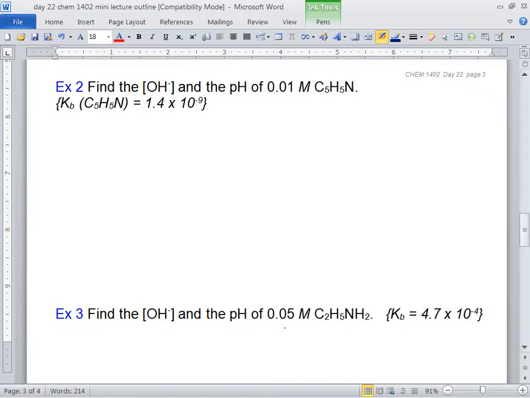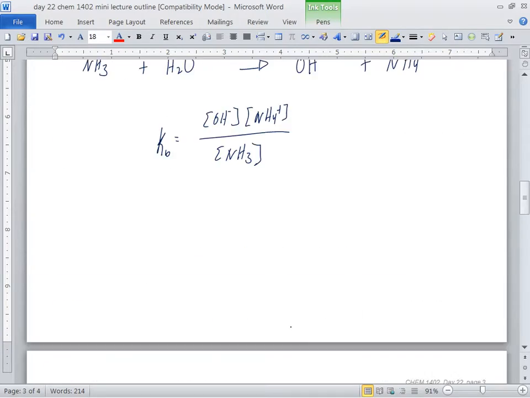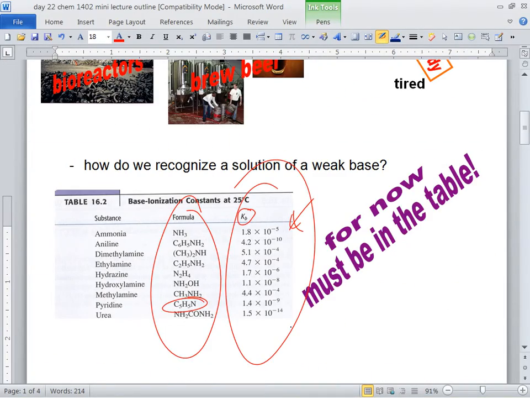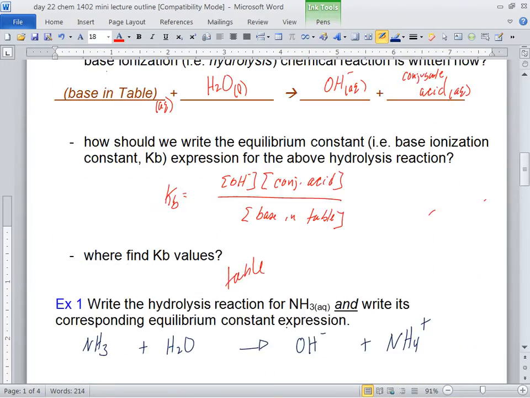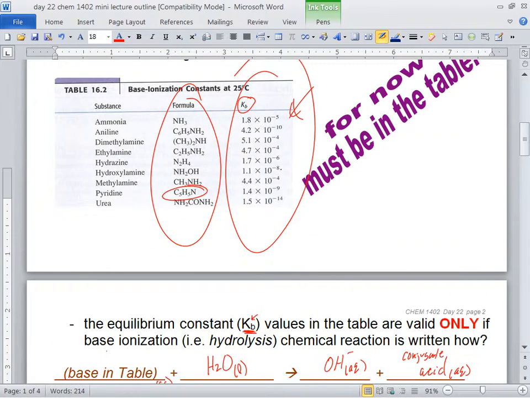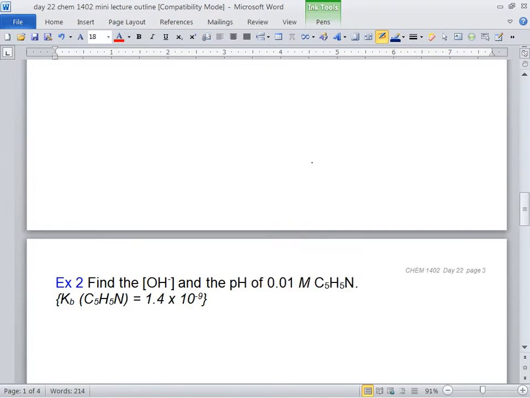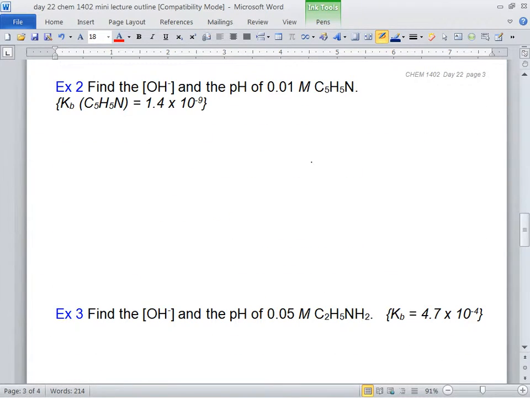Find the hydroxide and the pH of 0.01 molar. What is that? Pyridine? C5H5N? What's the name of that? Yeah, pyridine. Oh, we're going to need that number, aren't we? 1.4 times 10 negative 9 for pyridine. Did I give it to you? Yeah, I gave it to you. Find the hydroxide and the pH of 0.01 molar pyridine.